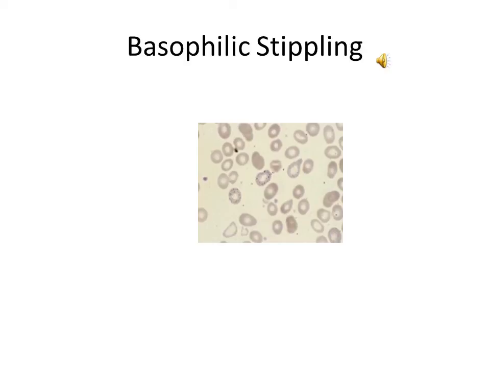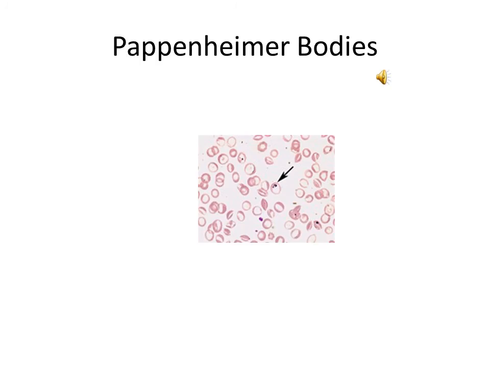It's important not to confuse basophilic stippling with Pappenheimer bodies. Basophilic stippling appears homogeneously all over the cell. Pappenheimer bodies tend to appear as clusters in the cell periphery. Pappenheimer bodies appear in clusters as if they have been gently placed on the red cell membrane.